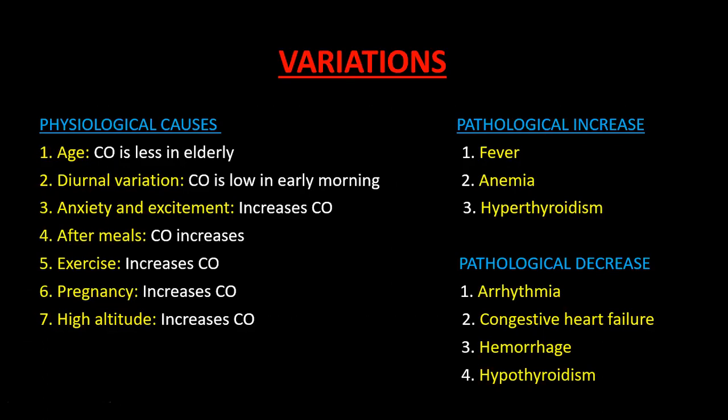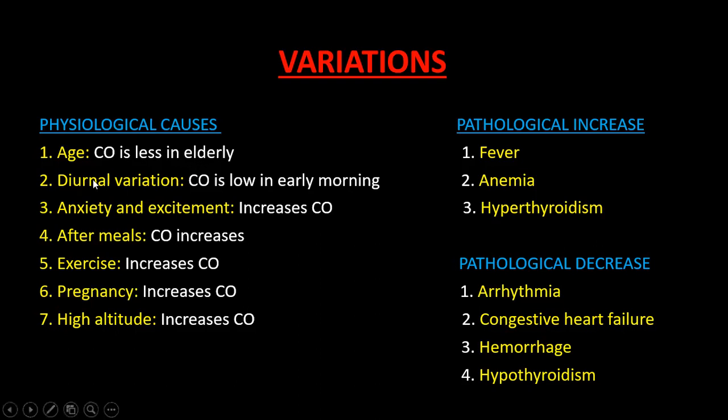Now let's move on to the variations. When is the cardiac output increased or decreased? So let's see the physiological variations first. The first one is age. Cardiac output is less in elderly. It is due to the reduction in heart rate and stroke volume as age progresses.